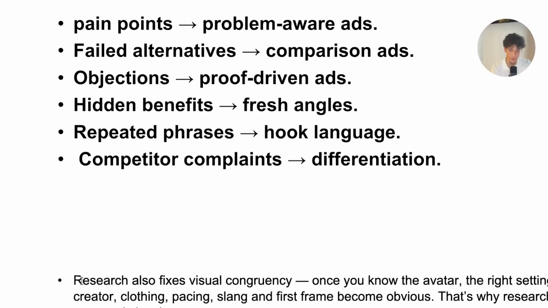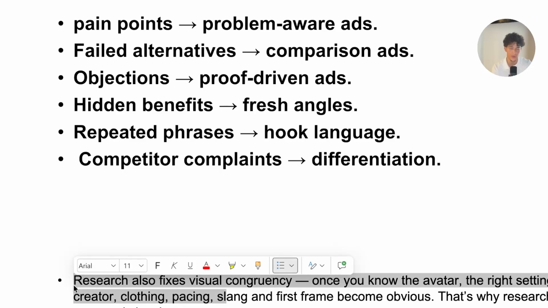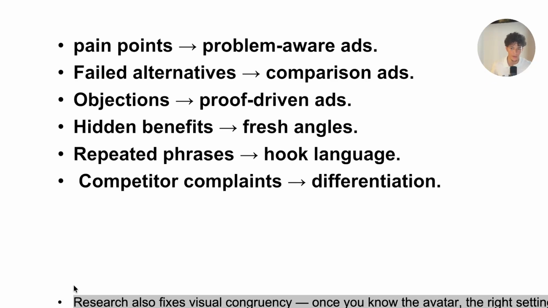And so the research also fixes visual congruency. So now you know the avatar, you know the right setting from your competitor. So now you know all these things and they suddenly become obvious because you analyzed everything. You now have a list full of the pain points, full of the winning failed alternatives, solution matching, objections, hidden benefits, just because you took a look at the Meta Ads Library from a whole new perspective. And this research is essential because it will tell you what your customers feel. But before you can decide how deep your ads have to go, you have to know one more crucial thing about them. And this is how much your customers already know.